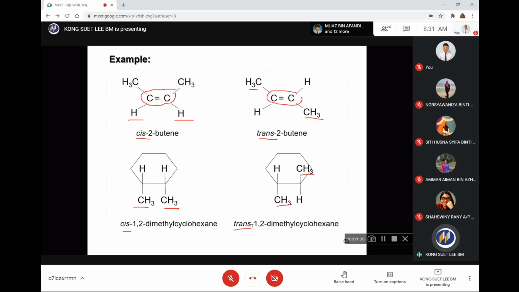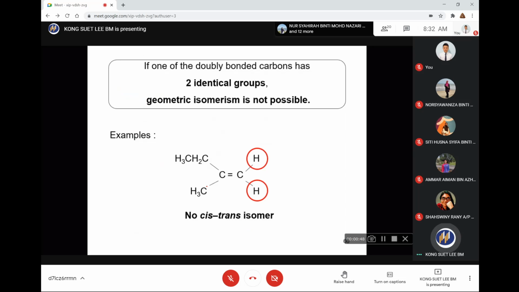So any question for the geometrical isomer? It must have 2 different groups. What is meant by 2 different groups? You see, this one is CH3, this one is hydrogen, different groups. Both sides must have different groups, and it must be a cyclic compound or alkene; only then can it be considered a geometrical isomer. If it is the same H, even though it is a carbon-carbon double bond, it has the same atom or same molecule, so this is not a cis-trans isomer.